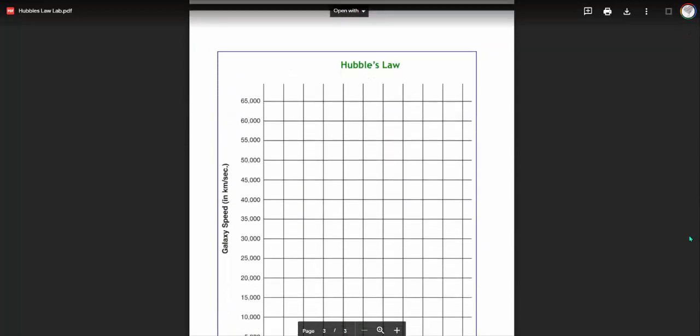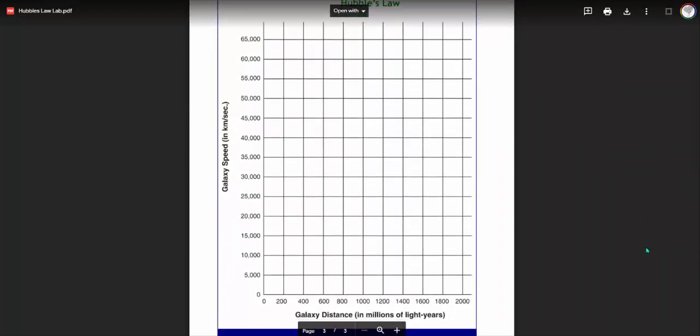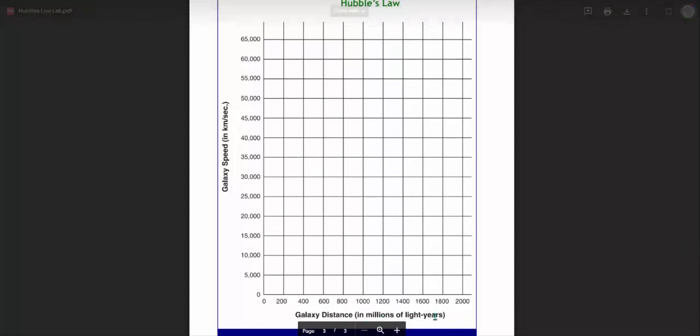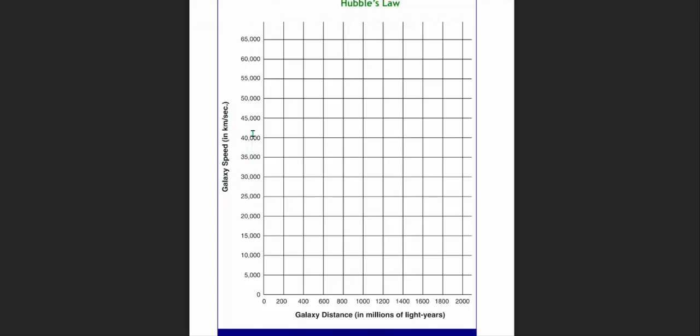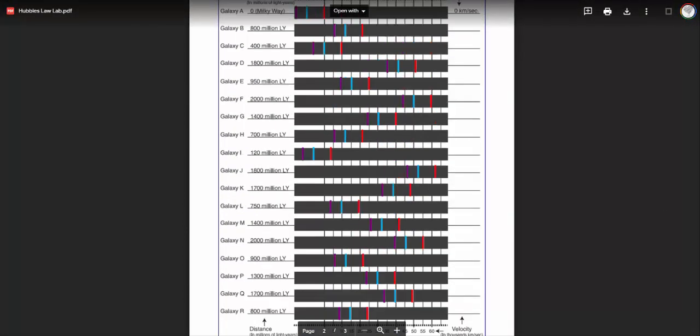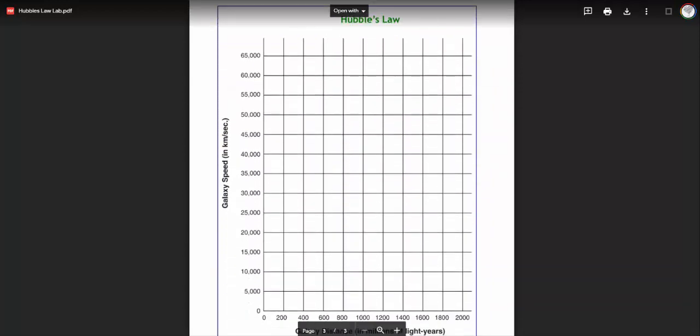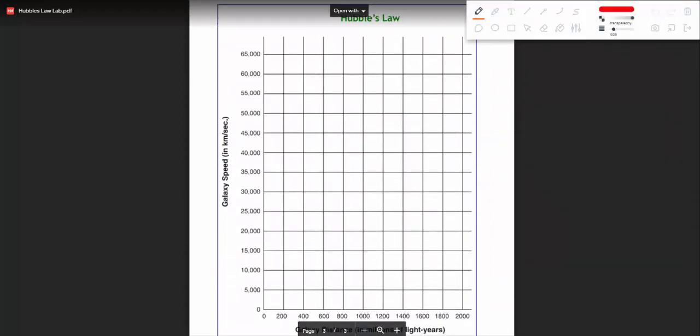So let's head down to the graph. On the graph, you can see that the distance is down here and it's in millions of light years, which is great because that's the exact same calculation that it was on the last page. And then on the y-axis, we have galaxy speed in kilometers per second. Note that that does not mention anything about thousands, but when you look here on all these numbers, they all are in thousands. So that's going to be nice because we can just take the numbers from this page and plot them directly on this page without having to do any additional calculations.